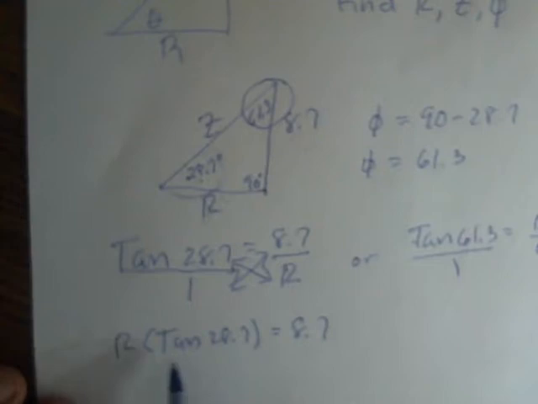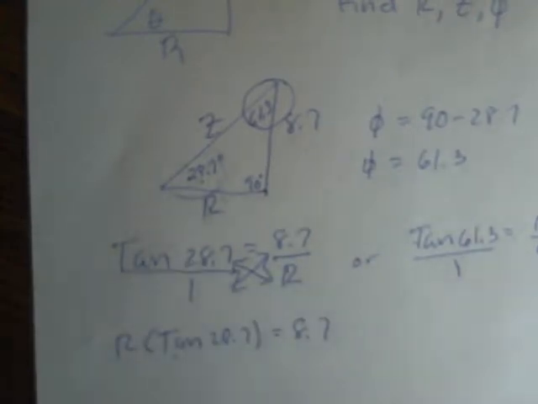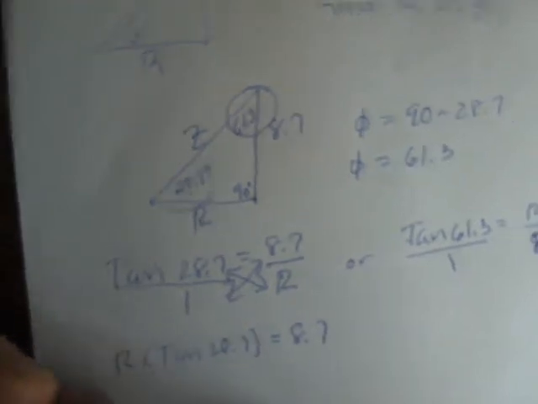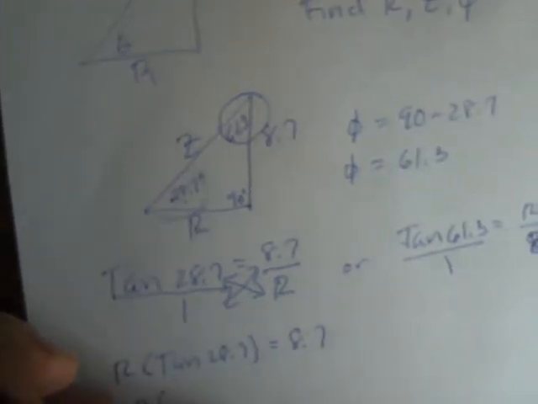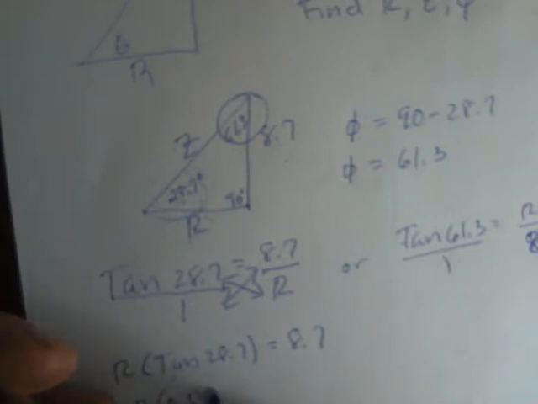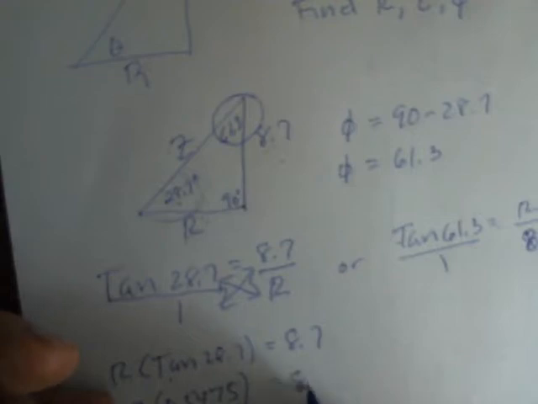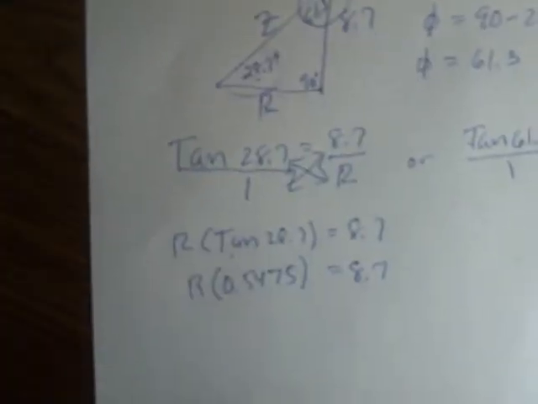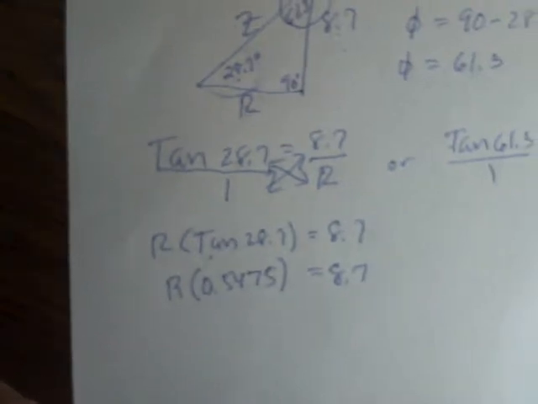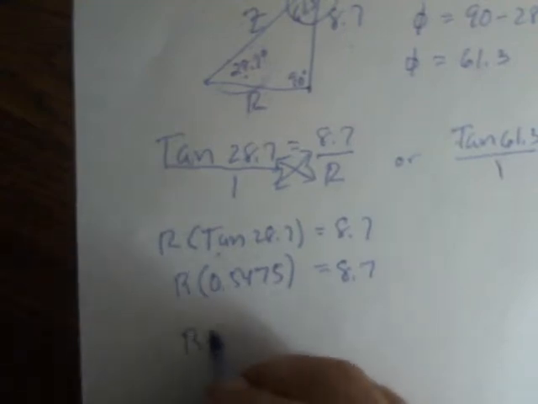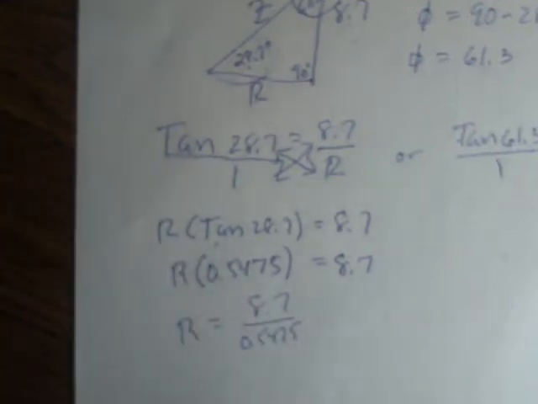Now, at any point in time, you can make this into the decimal representation. So if I figure out the tan of 28.7, that's going to give me 0.5475. So I'm going to go ahead and take that out to 4 decimal places. Now, the algebra skills are what's important here too. All that solving practice you did is what helps you find the unknown. So r, I divide both sides by the 0.5475. 8.7 divided by 0.5475. And I get 15.9.